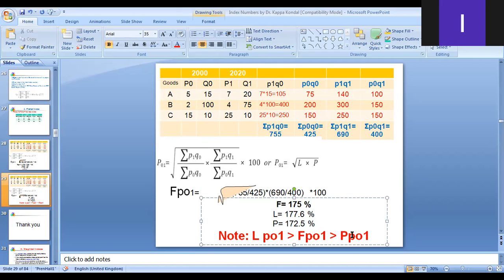Then as I told you, the Fisher index number is an ideal index number because it satisfies both the TRT and FRT. There are other tests also, the FRT test and TRT test. We need to know whether it satisfies FRT or TRT. It is not in our syllabus, but if time permits, I will tell you how we can calculate the TRT and FRT. Tomorrow we will discuss the topics.